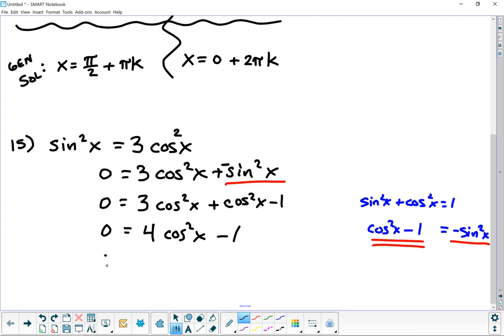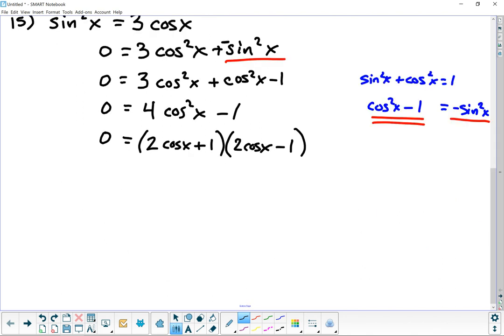Hey, that's pretty cool, because now I can actually factor this. This is a difference of two squares. To get 4 cosine squared x, I will need a 2 cosine x and a 2 cosine x. And to get a negative 1, I would need a positive 1 and a negative 1. This one works out pretty nice. You can always double check this by using the distributive property. I'm not going to do it, but you can. Does that make what we have up there? Oh, sorry, this one.